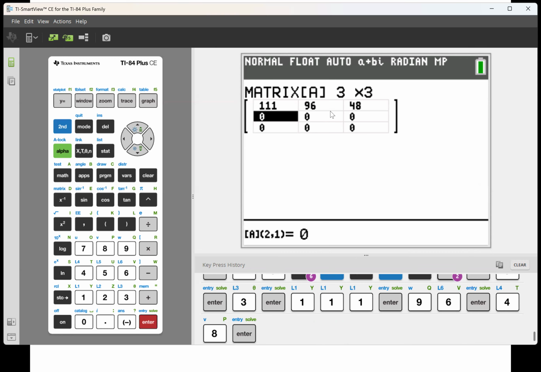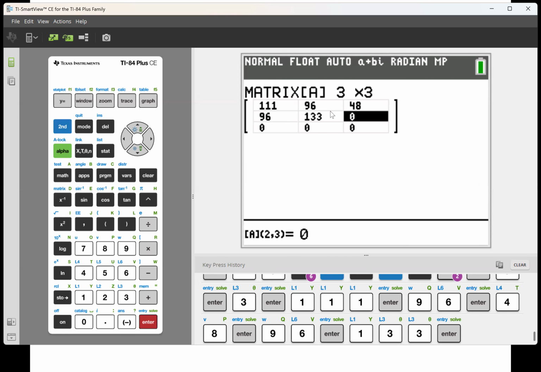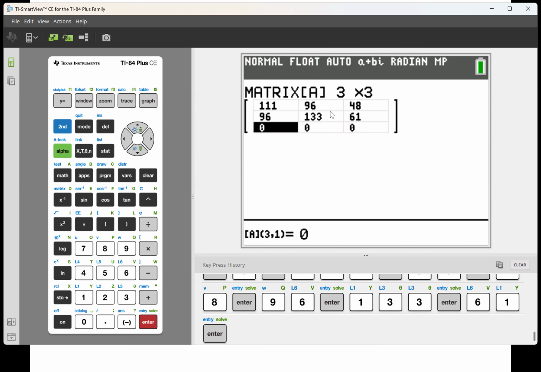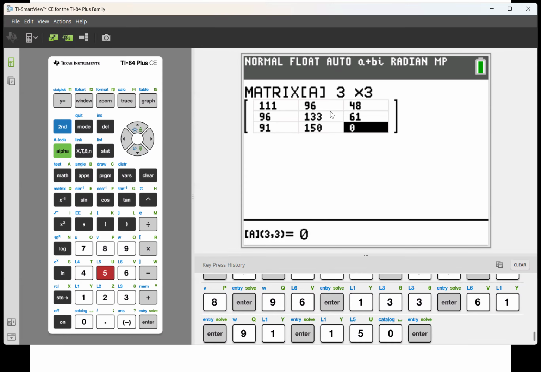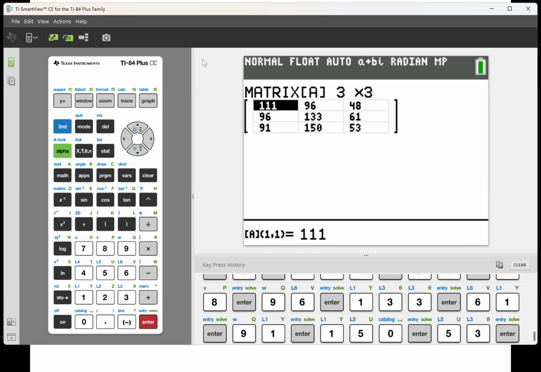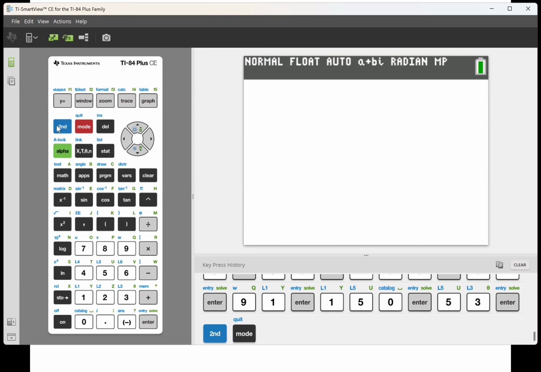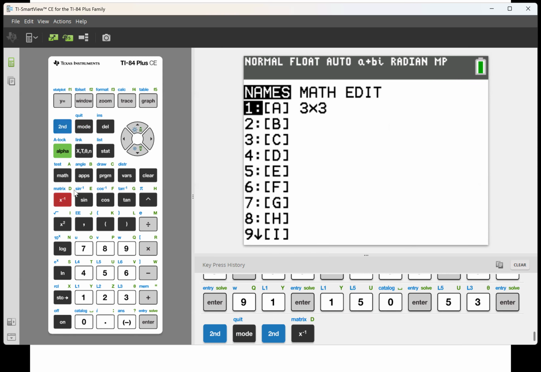And then I put in the second row, which is 4-year college students. So I had 96, 133, and 61. And then the last row was non-students. I had 91, I had 150, and I had 53. All right, so now that I have that first table in my calculator, I'm going to exit out of the matrix menu and then go back in. Now you can see that my observed values are now in my calculator.